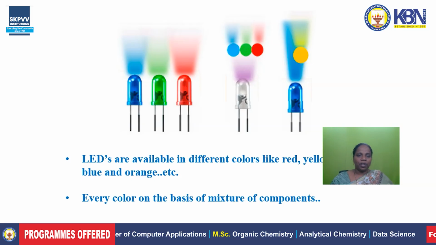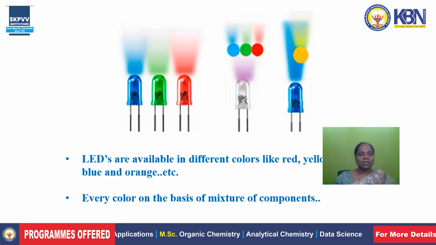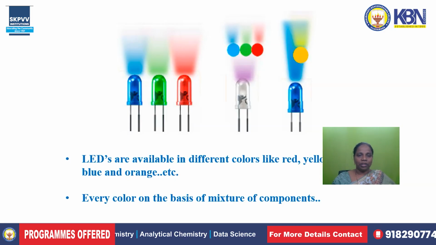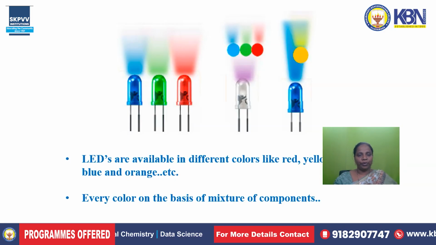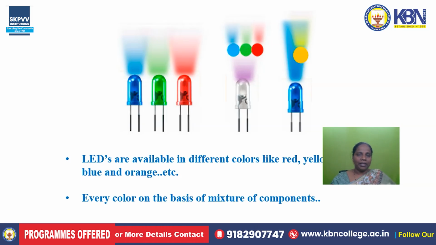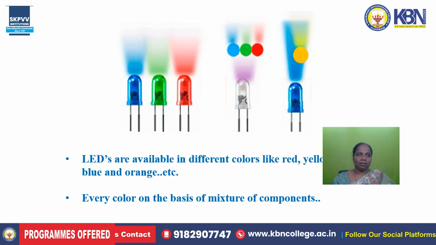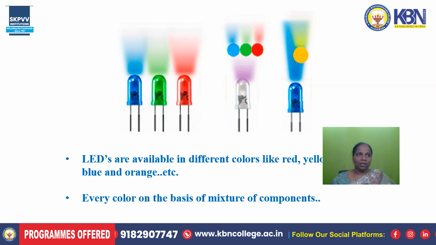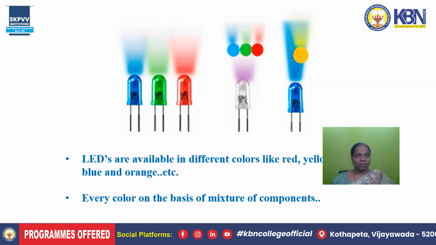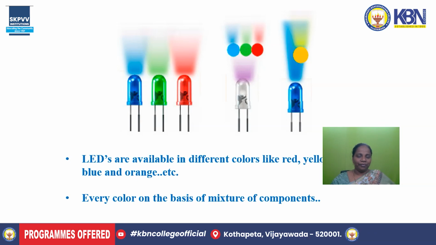We can observe LEDs with different colors. The emission of light with different colors is on the basis of mixing of components. In general, we prepare LEDs with three chemical components: phosphorus, arsenide and gallium. By mixing these three with suitable proportion, we can get different colors.